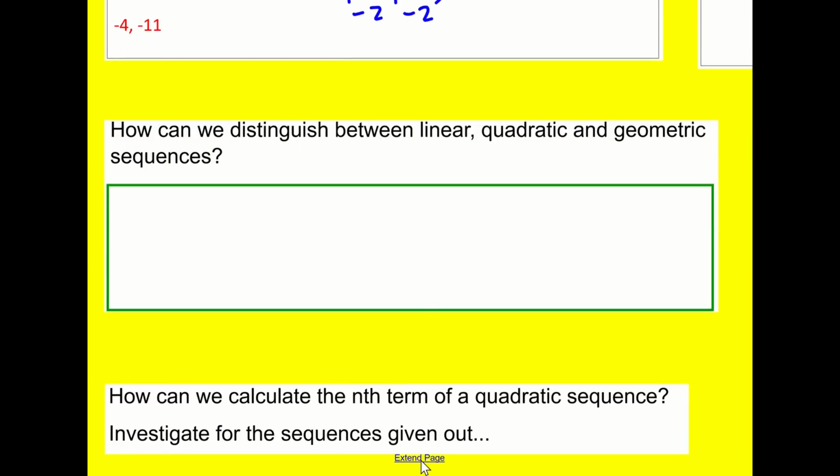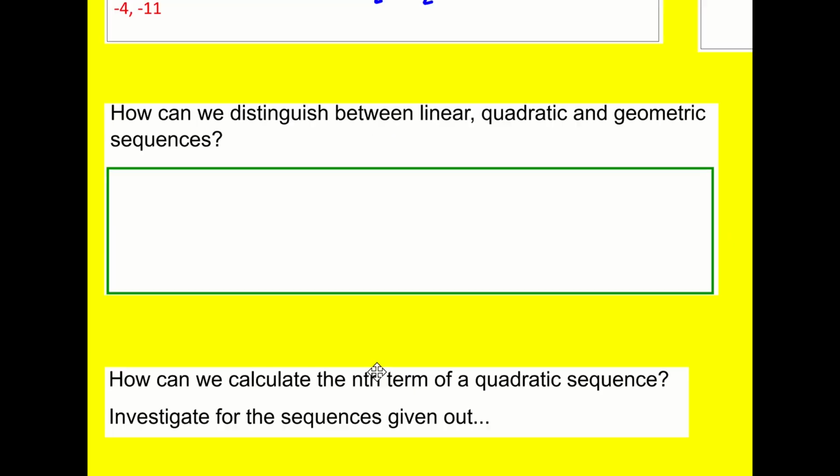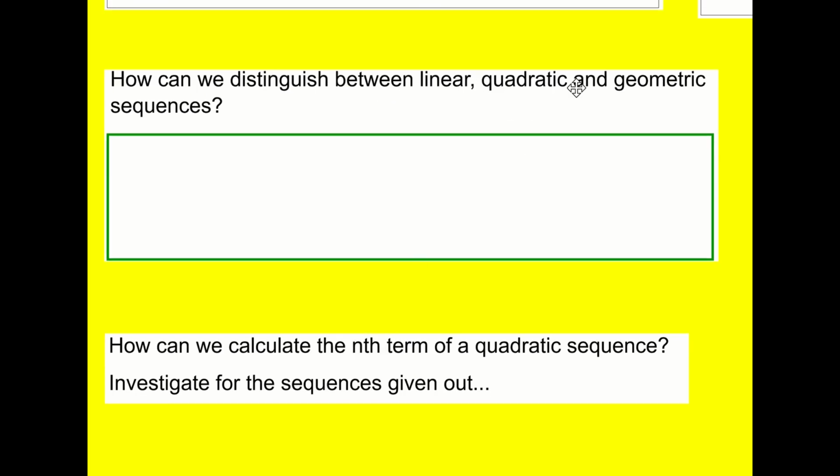Okay, this is really the last bit of the lesson. How can we distinguish between linear, quadratic, and geometric sequences? I'm assuming you've seen linear and geometric before. You might not have. You might be just jumping straight into quadratic. But if you have seen them, then this will be a good question to think about.